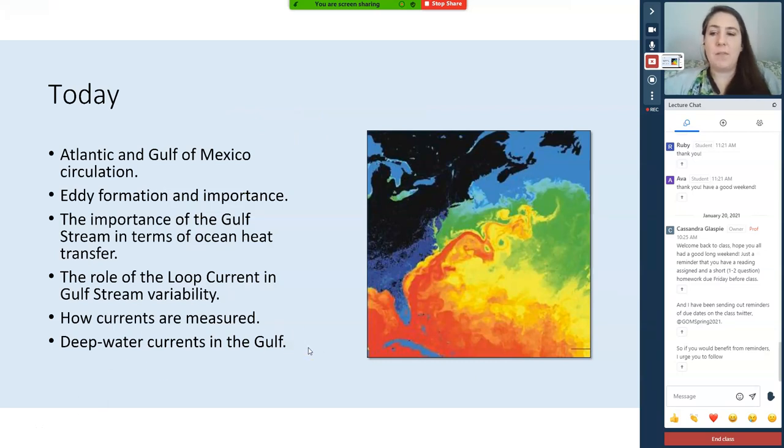So today we're going to cover Atlantic and Gulf of Mexico circulation, eddy formation and the importance of eddies, the importance of the Gulf Stream in terms of ocean heat transfer, the role of the loop current in Gulf Stream variability, how currents are measured, and a little bit extra about deep water currents in the Gulf.